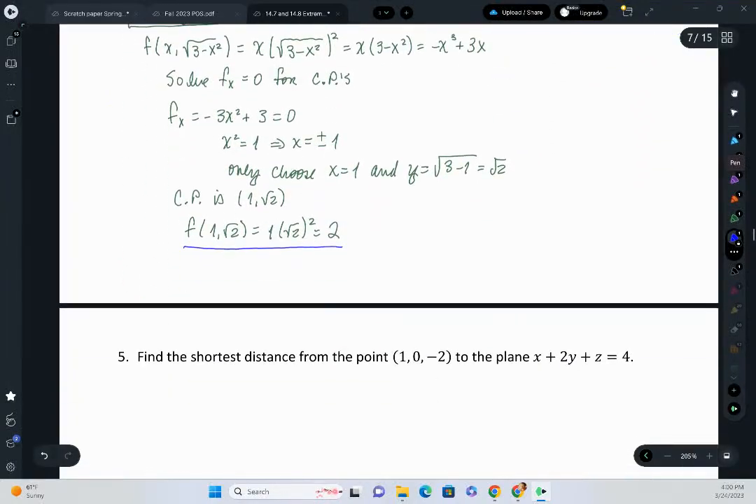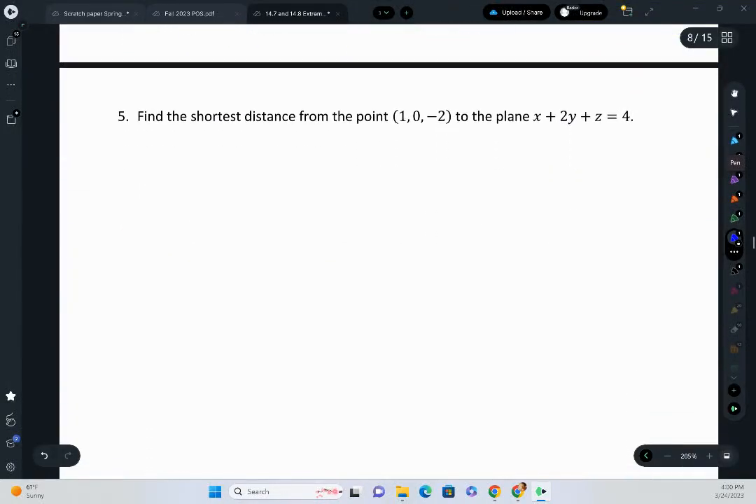All right, one more problem. This is a word problem for absolute extrema. And we are asked to find the shortest distance from a point, (1, 0, -2), to the plane x plus 2y plus z is equal to 4.